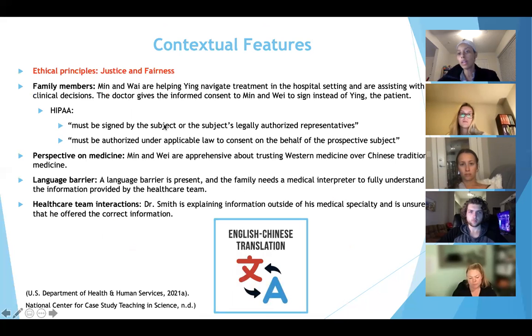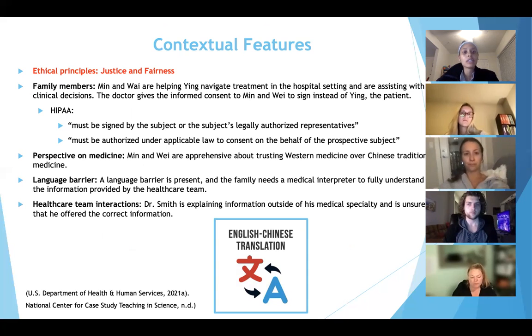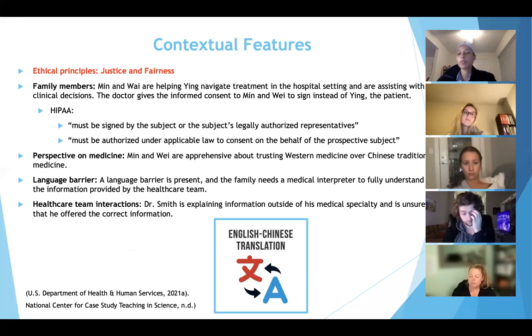All right, so let's talk a little bit about context of the story. It shapes the ethical principles and the situation that Ying and her family were enduring. Min and Wei are helping Ying navigate treatment in the hospital setting, and they were wanting to help with clinical decisions, and they ended up signing the consent form the doctor gave them. The most important thing is that HIPAA says the informed consent must be signed by the subject or their legally authorized representatives.